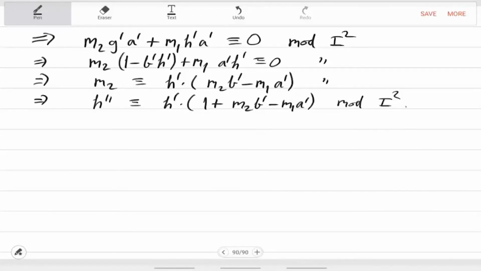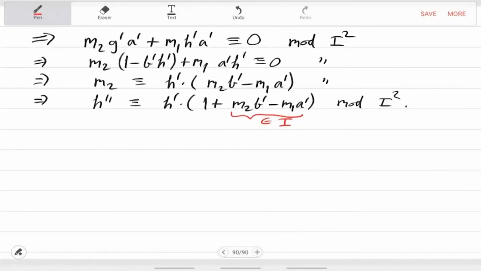What did you say about M2 M1? They were in I, right? So this difference is also in I, because I is an ideal. So what can you say about 1 plus I? This is actually a unit. What is the inverse of this? Yeah, so mod I square, it is a unit because if it was 1 plus small i, then you multiply it by 1 minus small i, and that gives you 1. So this is actually an invertible element. So this whole thing is a unit.